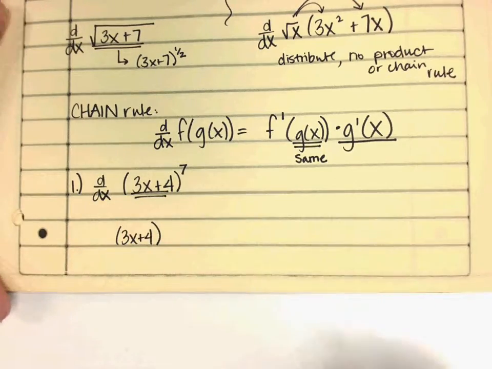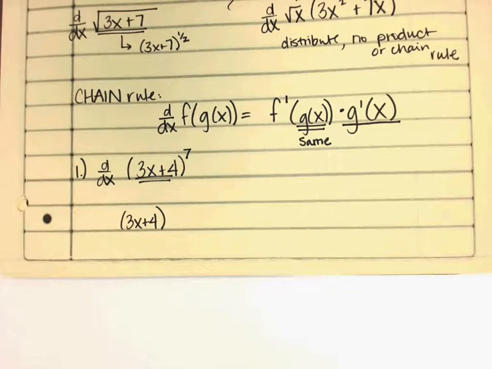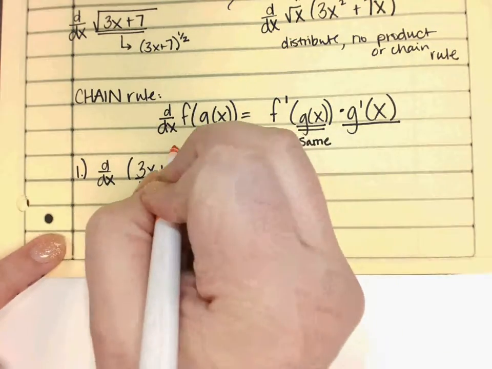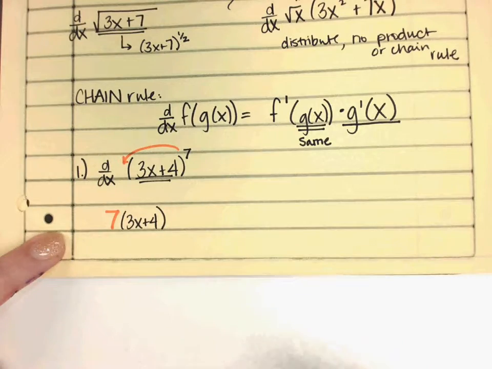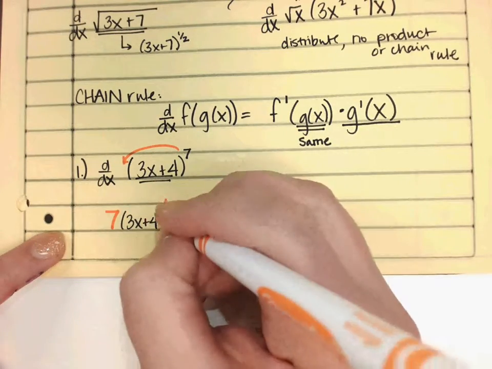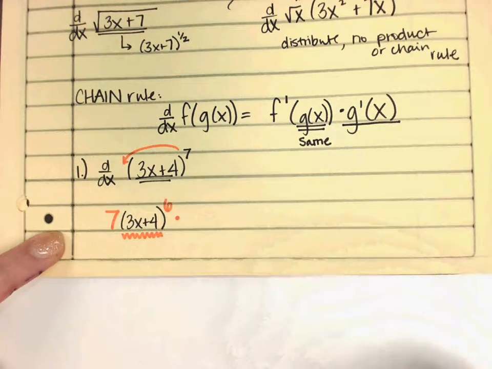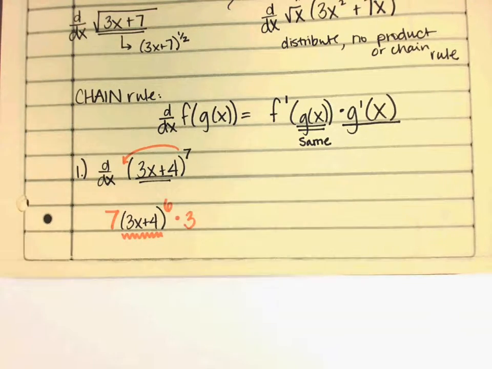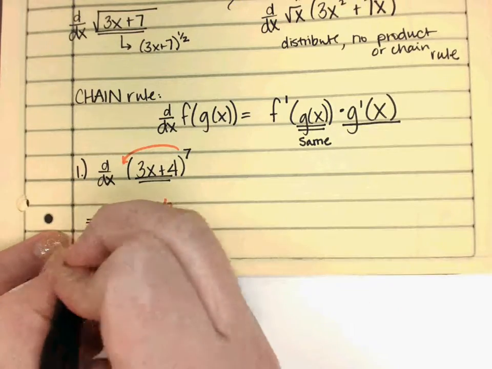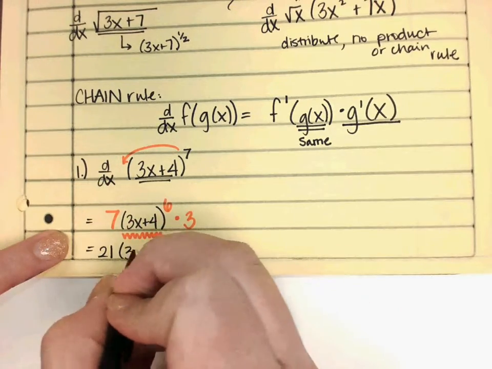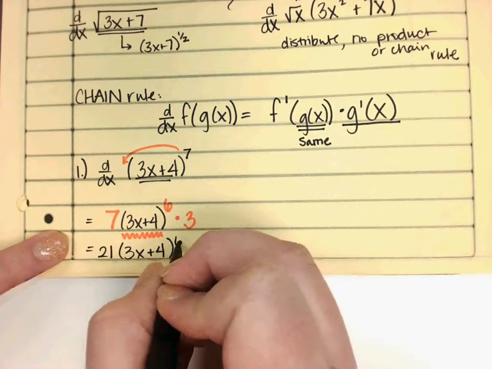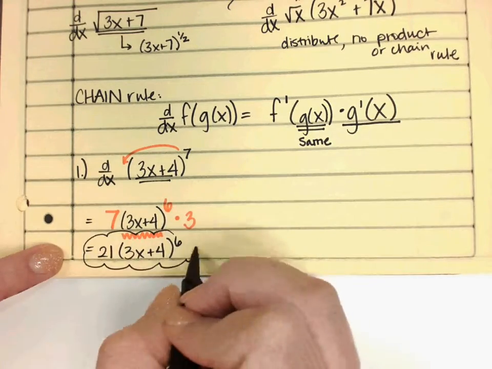What is the derivative of something to the 7th power? I would take the 7, I would times it down to the front, and then what would my new power be? 6. Then I'm going to multiply by the derivative of the middle at the end. So the derivative of the middle would just be a 3. Then, I'm not going to leave the 7 and the 3 separate, I'm going to just combine them. So 7 times 3 in the front, what do I get? 21. 3x plus 4 to the 6th. That would be your derivative. Make sense?